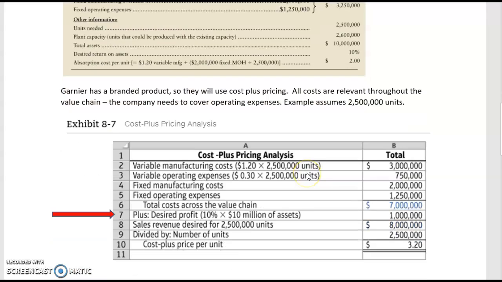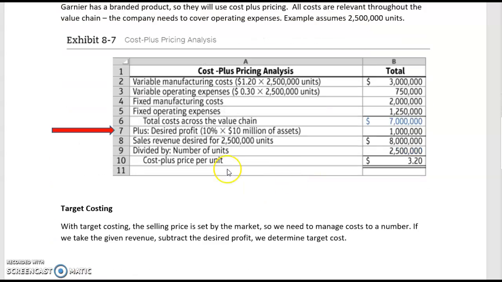And we've got 2.5 million units. So here's variable manufacturing costs, $1.20 times 2,500,000. Variable operating expenses, 30 cents times 2,500,000. Fixed manufacturing costs, fixed operating expenses. My total cost across the value chain, remember, is $7 million. Now, this desired profit. We've got $10 million in assets, and the shareholders want 10%. Or the owner of the company wants 10%, but that's what it's got to earn. So we need to earn $1 million.